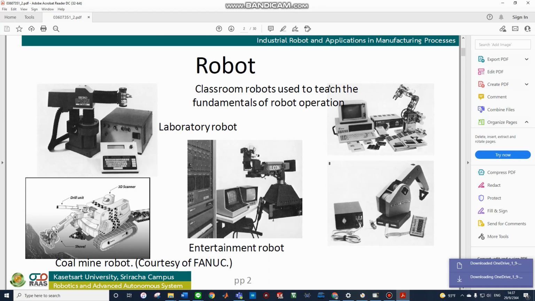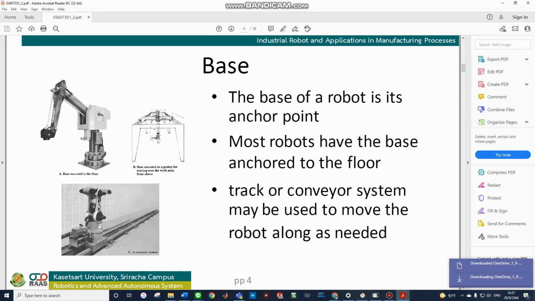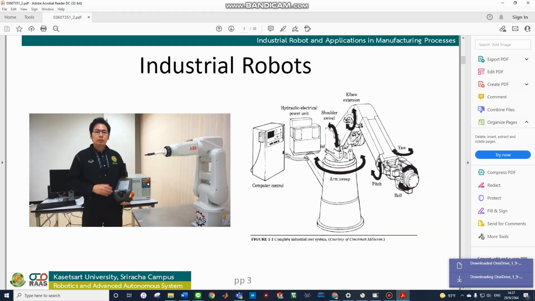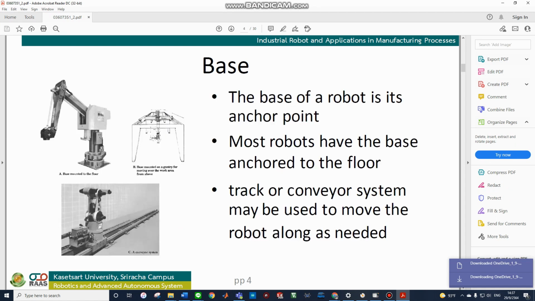What about the industrial robot? It has a base. The base of the robot is a fixed point. Most robots have their bases on the floor. A track or conveyor system may be used to move the robot along it.